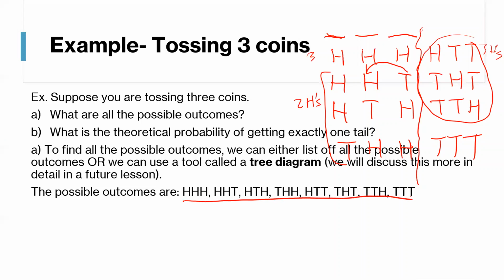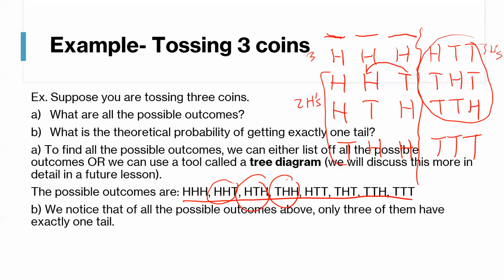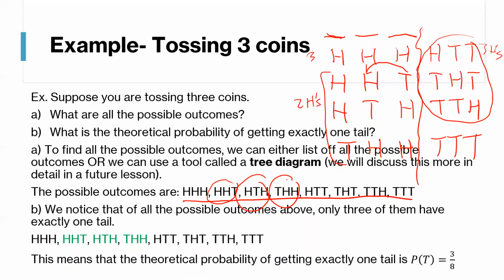In the second part of the question, they're asking us, what's the theoretical probability of getting exactly 1 tail? So let's look here and circle all the ones that have only 1 tail. Well, that's 1, 2, and 3. So there are exactly 3 out of the 8 that give us exactly 1 tail. So how do we write that in terms of probability? We write it as 3 over 8.